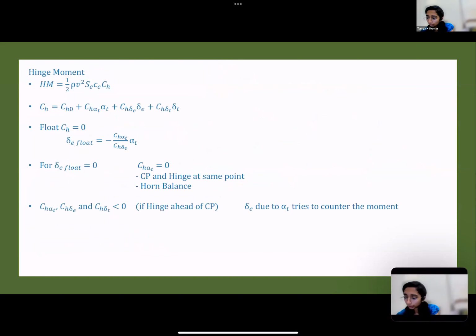Now we had discussed something known as stick fixed neutral point and stick free neutral point. Just give me a minute. I'll grab some water. Just a minute.